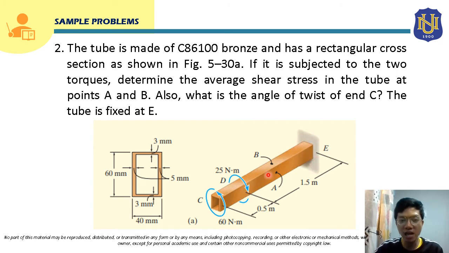As you can see in the cross section, the thickness of the tube at this side is 5 millimeter. Both for this side and this side, their thickness is 5 millimeter. And for this side and this side, the thickness is 3 millimeter. They are both 3 millimeter. So we have different thicknesses for the top and bottom and the left and right. Okay, let's try solving this, class.